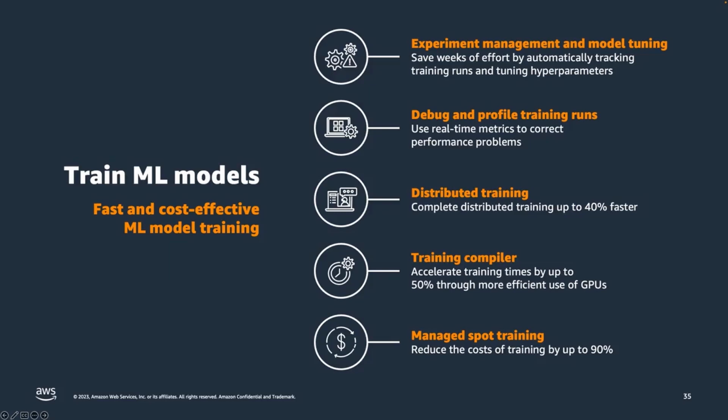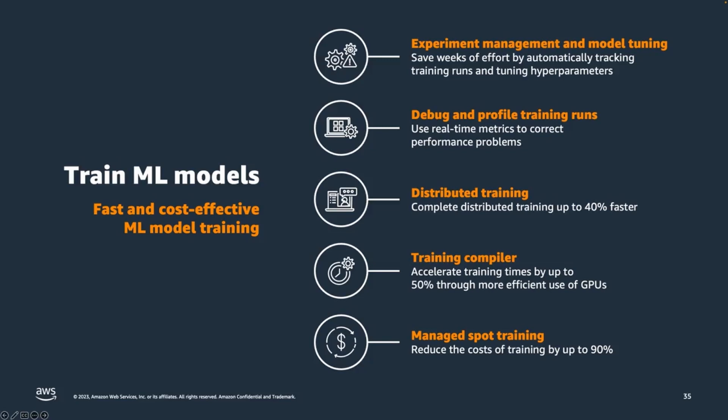You can also debug and profile training runs. Amazon SageMaker Debugger captures metrics and profiles training jobs in real time, so you can correct performance problems quickly before the model is deployed in production.